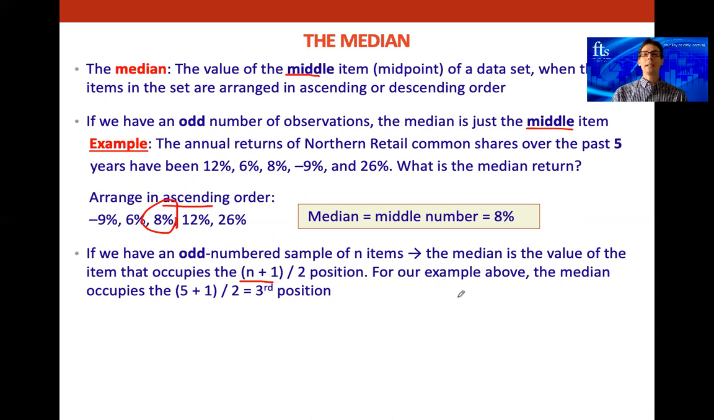So the median here for us, how many observations have we got? We've got 5: 1, 2, 3, 4, 5. So 5 plus 1 is 6, divided by 2 is 3. So we can see that the median occupies the third position, which is correct.